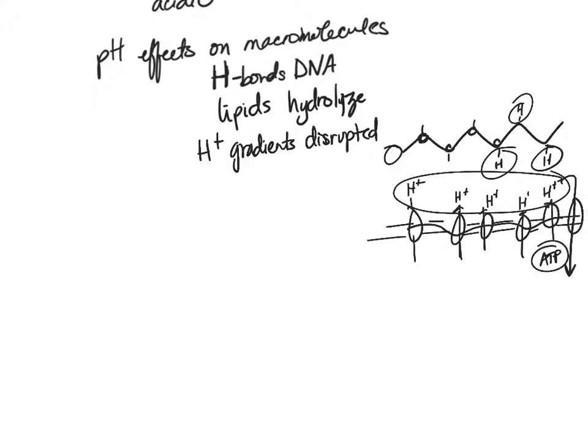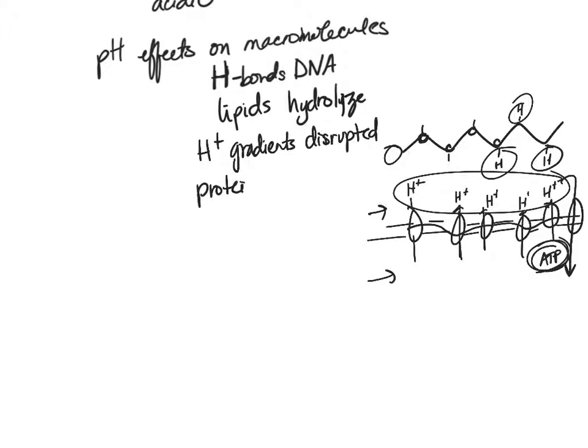And so if we are disrupting our hydrogen ions, if we have a serious increase in hydrogen ions, then we have a disruption of this difference in hydrogen ion concentration between the inner and the outer. Or if we have a serious decrease in hydrogen ions, then we're going to have a serious problem with making ATP. So our hydrogen ion gradients would be disrupted.